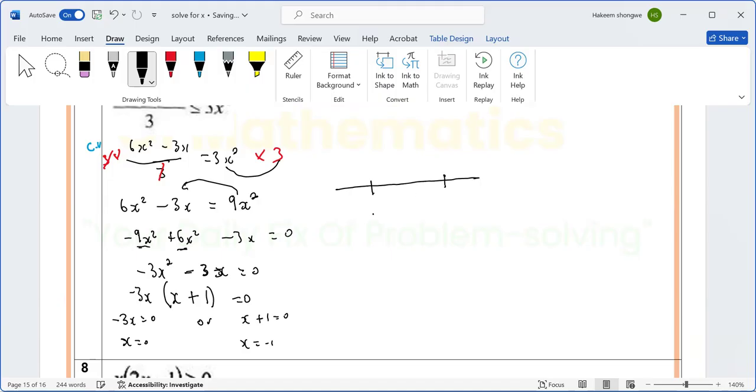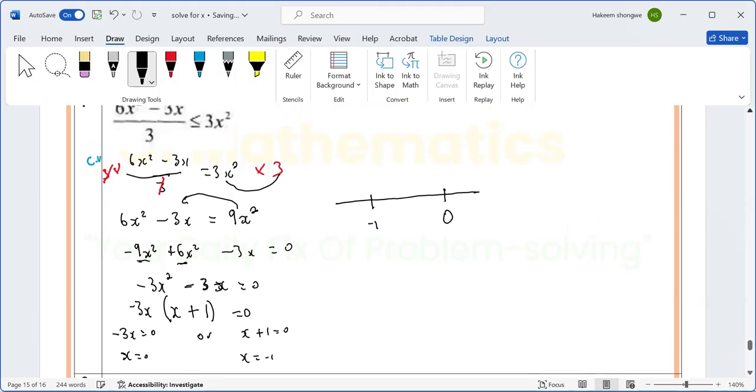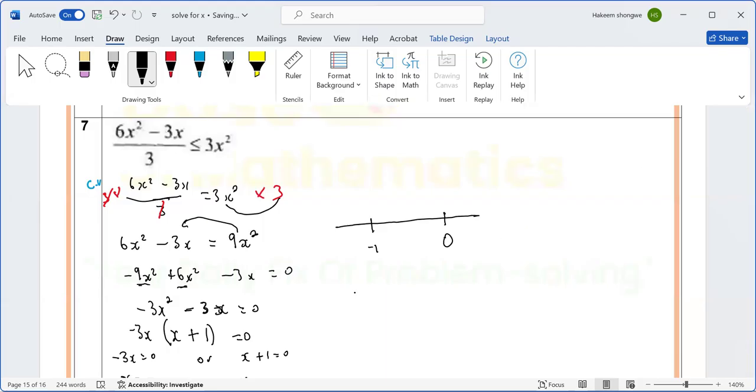What should I start with here? We start with negative 1. Negative 1. Then 0. Then we have 0. Okay.